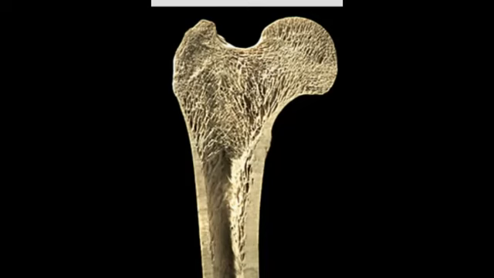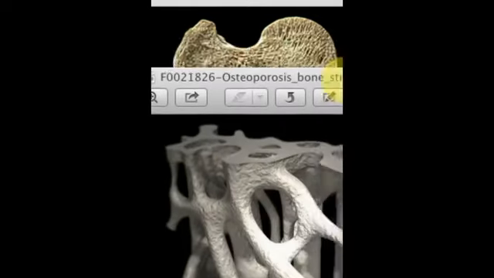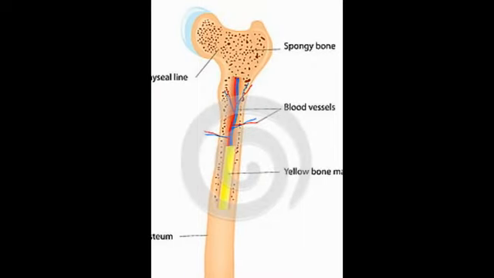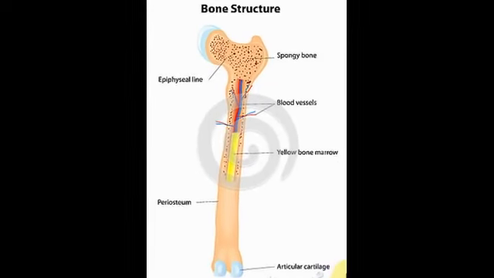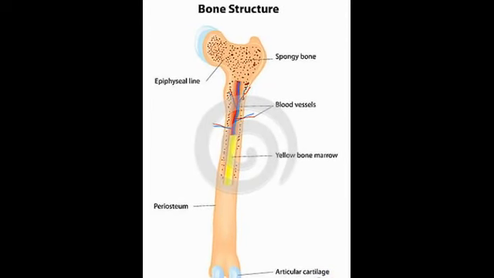Just put someone's picture. Yeah, this is the same thing. This is the bone structure. So you see again the spongy part, which is actually the more important part. And the wall of the bone is also spongy. This is full of holes.